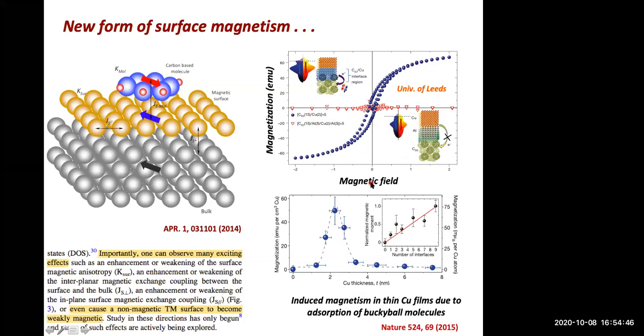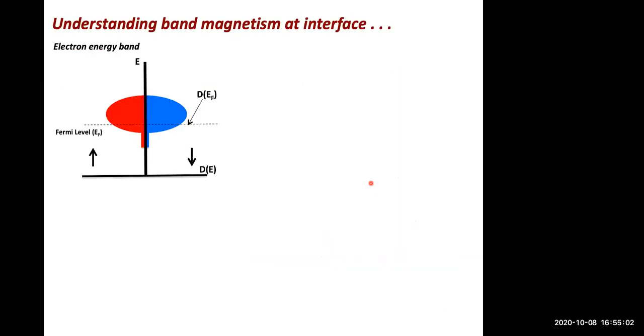So this is another confirmation of the strong interface hybridization effects that can even induce ferromagnetism in an otherwise non-magnetic material. Why does it happen? When you talk about ferromagnets like iron, cobalt, and nickel, you talk about ferromagnetism that is induced by the band structure of these materials.